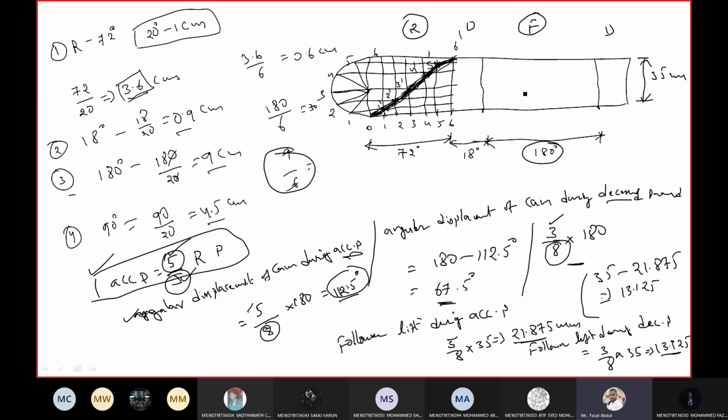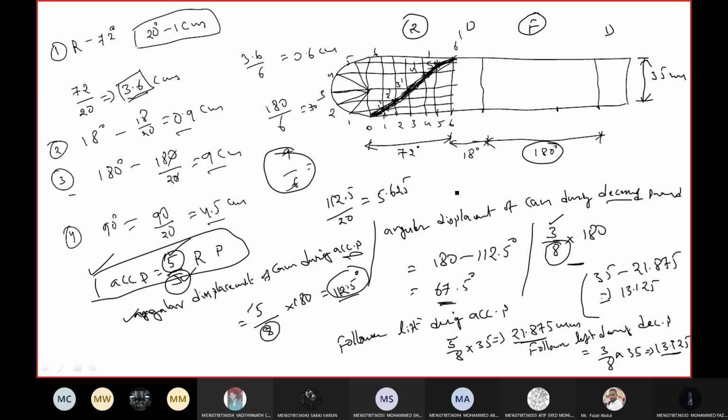To divide this third box, first the ascent period: as per the ascent period, 112.5 degrees. Convert it into centimeters: 112.5 degrees divided by 20. How much is it? 112.5 divided by 20 is 5.625. The value is 5.625. So measure 5.625 on the scale, from here to here, it is going to be located somewhere like this.